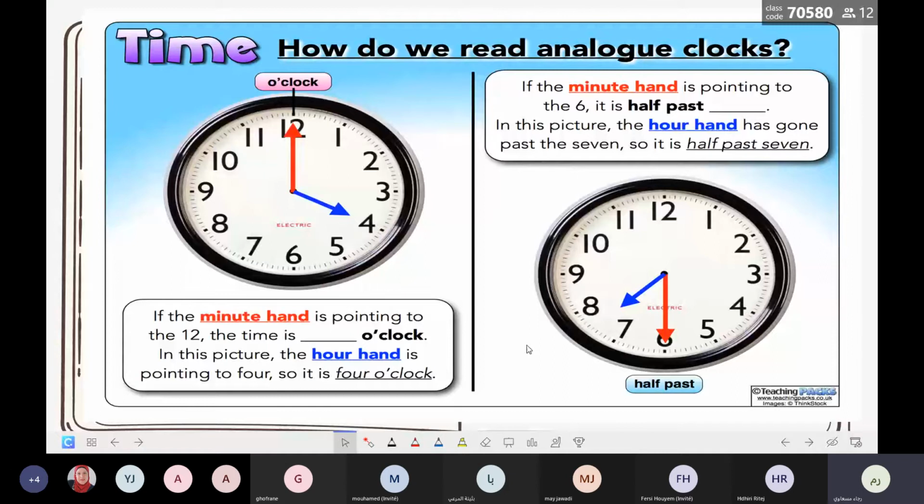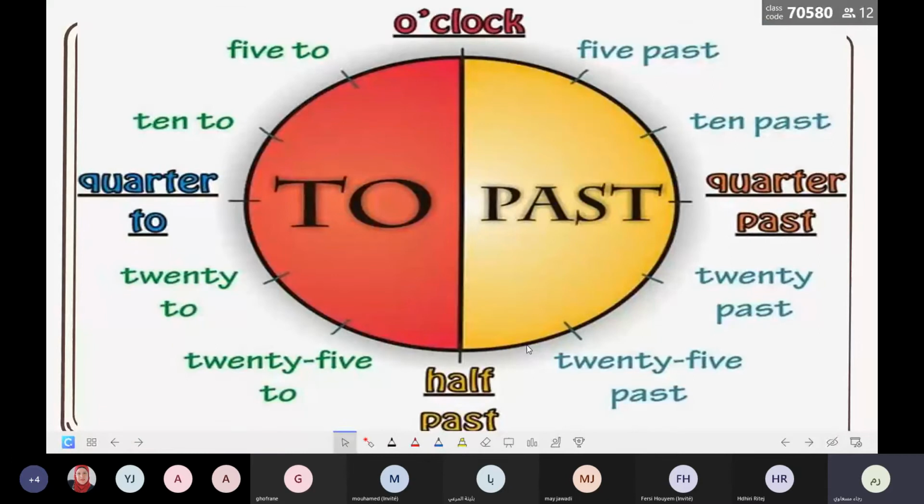Take a look at this picture. It's very, very useful and fruitful. It has all the rules of telling the time in English. I repeat, in the top, you have o'clock. In the bottom, you have half. And now let's move to the minutes.